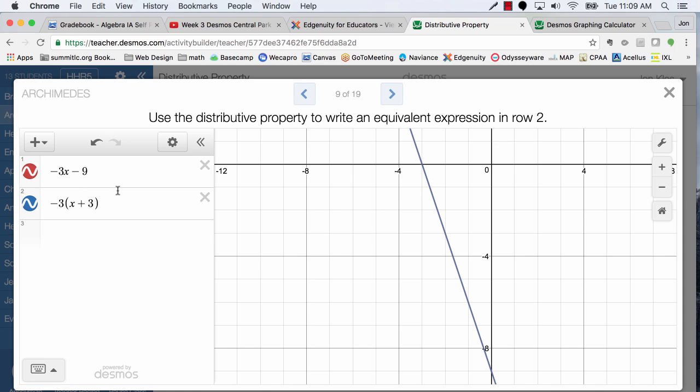So you're going to distribute into the parentheses, and then you're going to factor out of the parentheses, and you're going to go all the way through, all the way to number 19, and practice as well as you can, just getting used to the distributive property. Hopefully this is helpful as you start the Desmos activity.